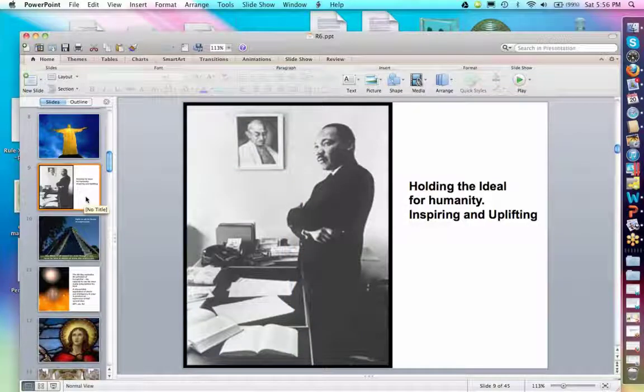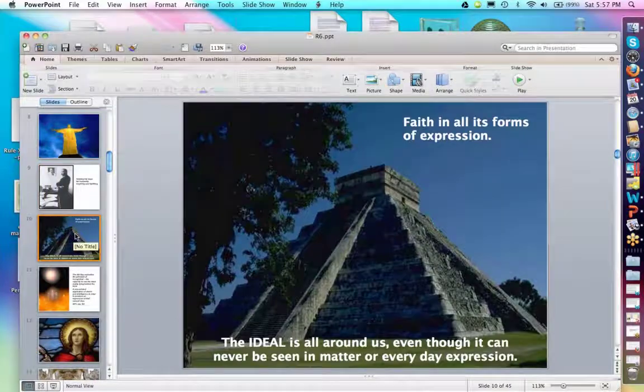And here you have a picture of two icons in humanity's experience that held the ideal up for humanity. Both of them were inspiring and uplifting. In any form of faith, doesn't matter whether it's around now or it was around at a different time, the ideal is always held in front of our eyes.